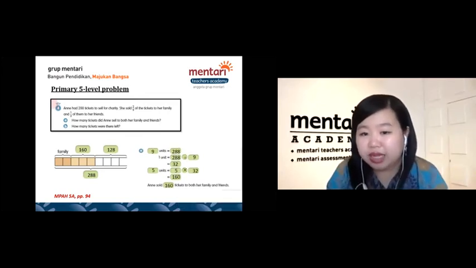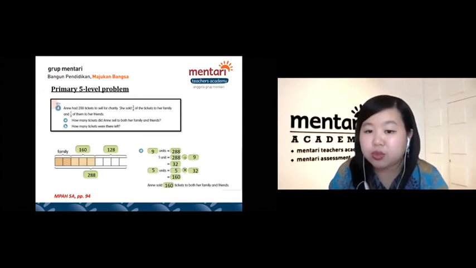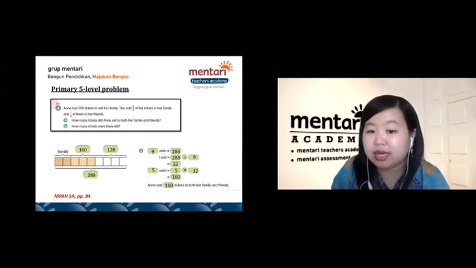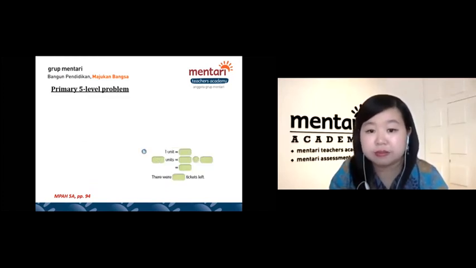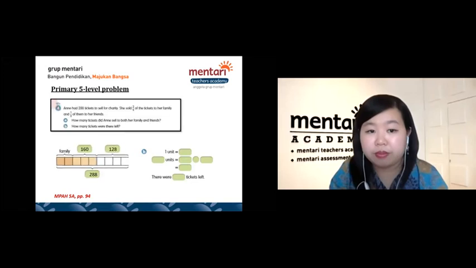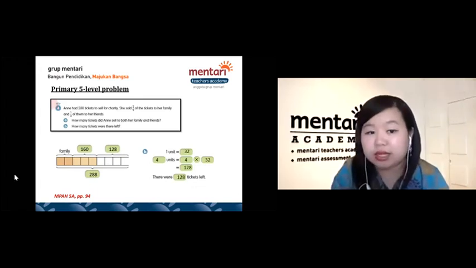Okay, and then it's still the same, follow the same steps. You take a look at 9 units equals 288. So 1 unit will be 288 divided by 9 and so on. So you will be able to find that 5 units equals 160. And Anne sold 160 tickets to both her family and friends. How many tickets left? Using the model, you will know that the total amount of tickets here is 160, 5/9, and the rest will be 4/9, and that is 128.